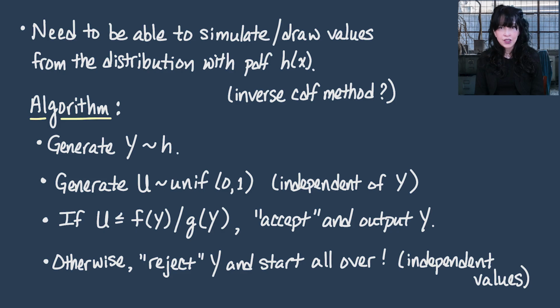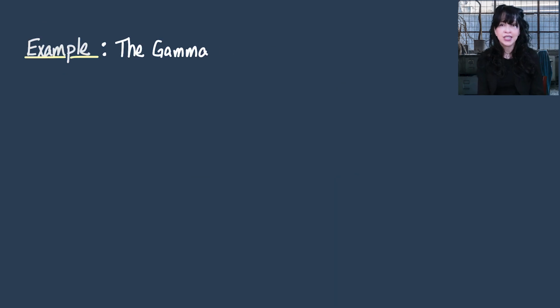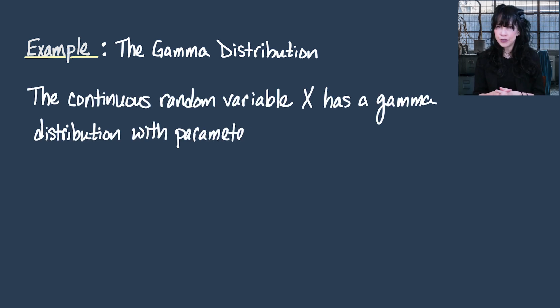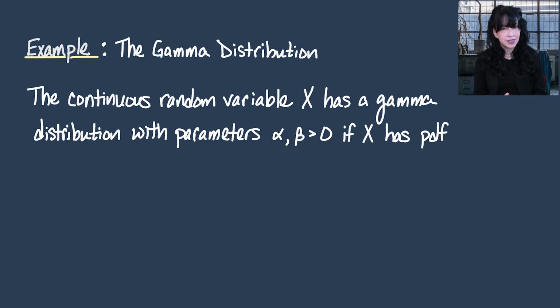So for today, I would like to illustrate this for the gamma distribution, and I'm going to spend a little time reviewing the gamma distribution. I'll try to remember to come back here and put a timestamp in case you want to skip this part. But the continuous random variable x has a gamma distribution with parameters alpha and beta. They both need to be strictly positive if x has the following PDF.